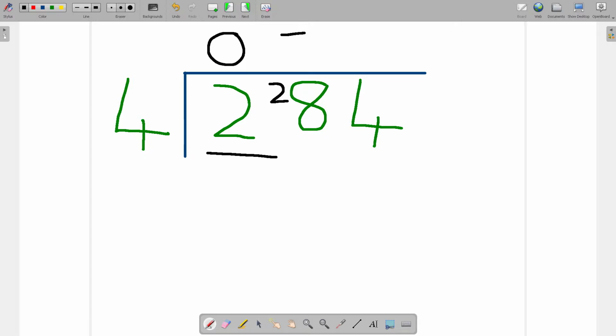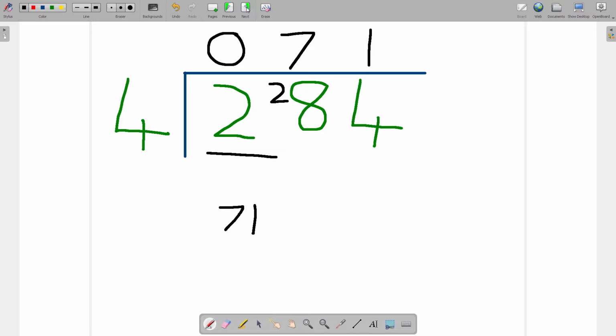Okay, well, there are 7. And then we say, is there any remainder to move down? And there is not. So we go down to the next part. And how many 4s are there in 4? Well, there's 1. So in this question, there is no remainder. So the answer is, how many 4s are there in 284? And there are 71.